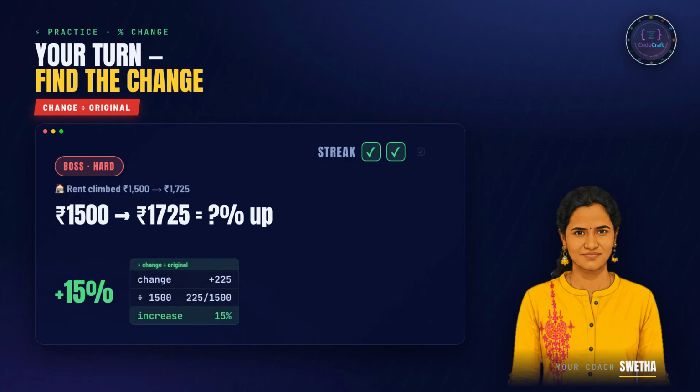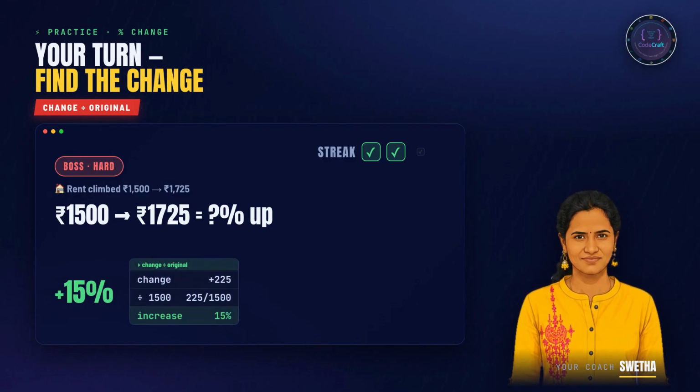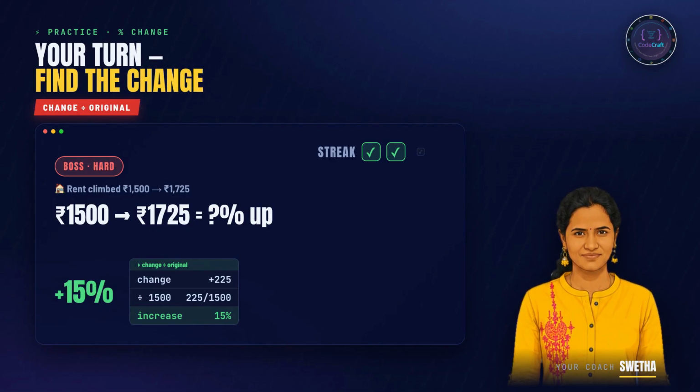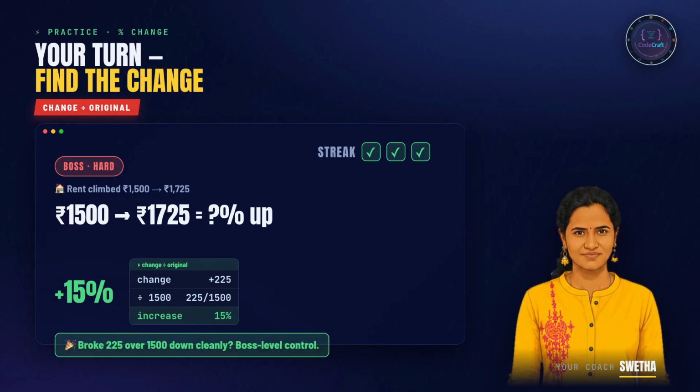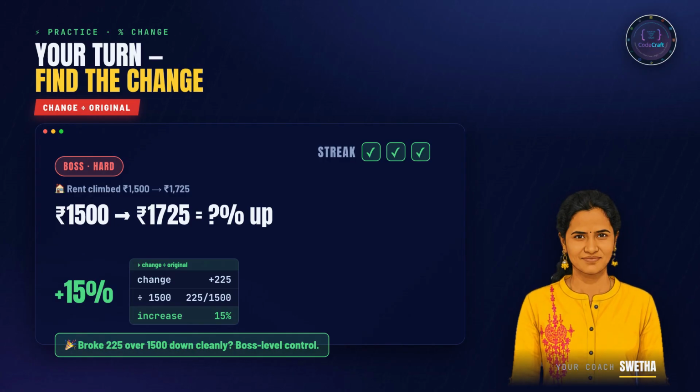The change is 225 over 1,500. 10% of 1,500 is 150 and 5% is 75. Together, that's 225, so it's a 15% increase. If you built it back up with 10 and 5%, that's beautiful control.